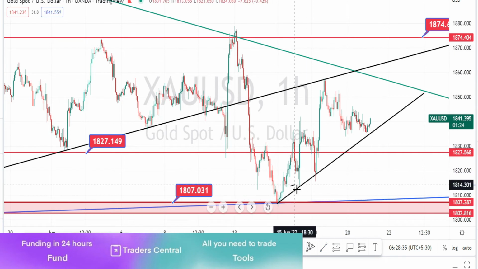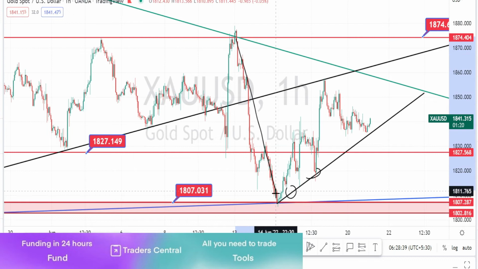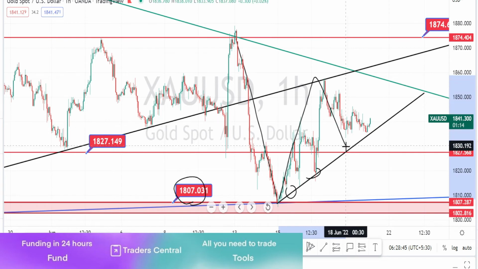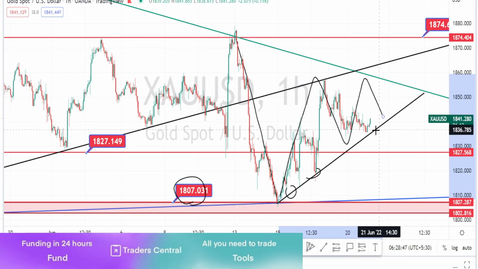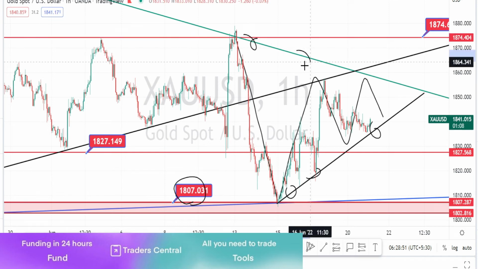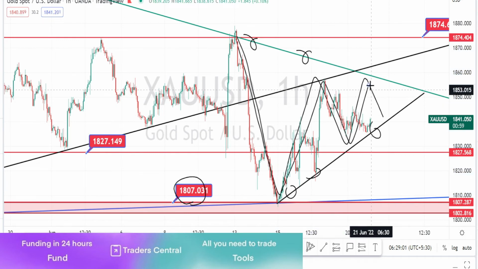So based on this support line or a trend line, when we analyze the current price action, it took support around the support level of 1807, and currently we are noticing the price action to consolidate between this support line and the resistance line from the daily time frame. It is trading within a symmetric triangle pattern, which means that there is no direction in the price action.